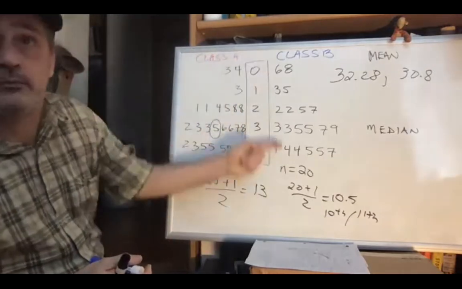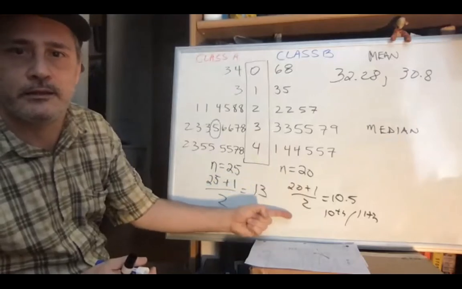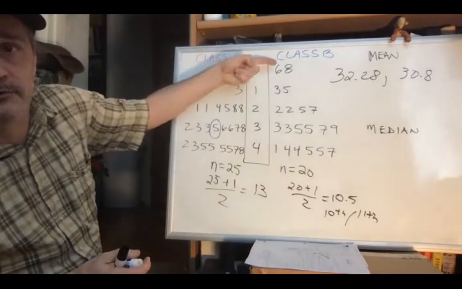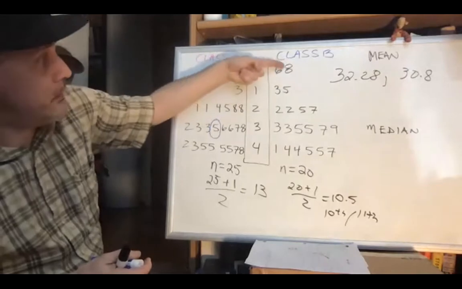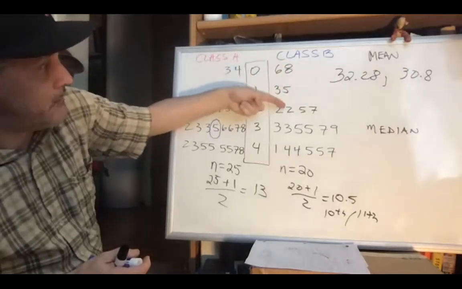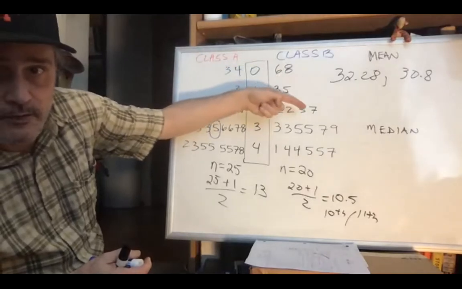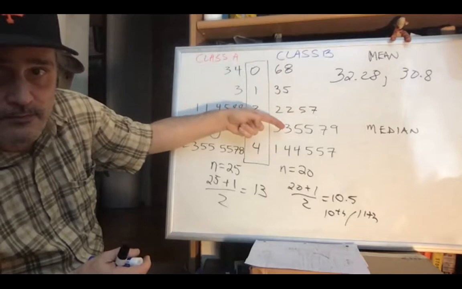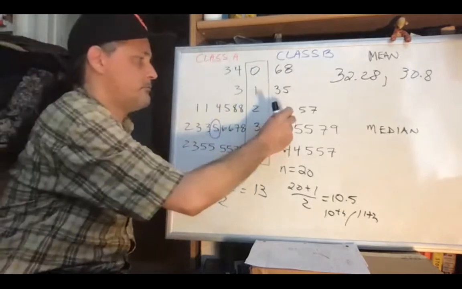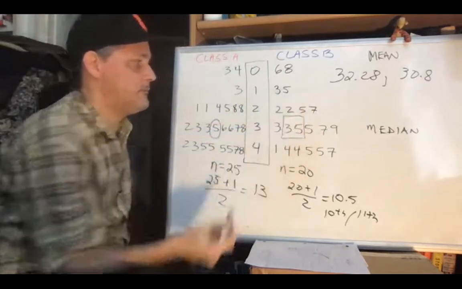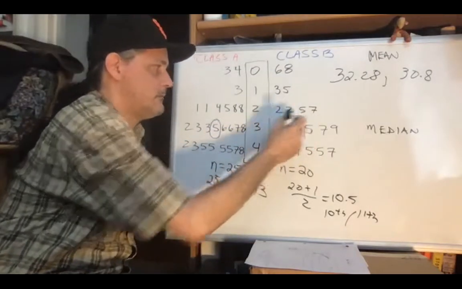Now counting class B, we want to find the value in between the 10th and 11th numbers. Again, we're counting left to right and then down, left to right, because we want to count from lowest to highest. So 1, 2, 3, 4, 5, 6, 7, 25 would have been the 7th number, 8, 9, 10, 11. So the 10th number is 33, and the 11th number is 35. So then 34.